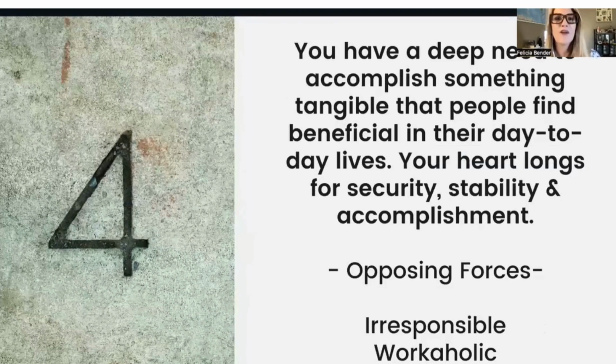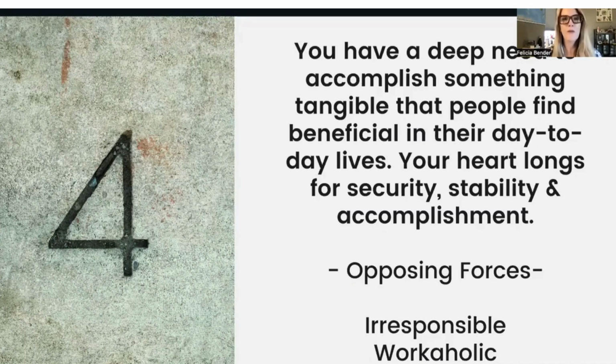Okay, so the 4 has a deep need to accomplish something tangible that people find beneficial in their day-to-day lives. The 4 is the number, it's kind of that teacher, that knowledge purveyor. They're the people who are the worker bees, the artisans. They get stuff done, and it's all about the accomplishment, all about results, all about the work that goes into that. Your heart longs for security, for stability, for accomplishment.